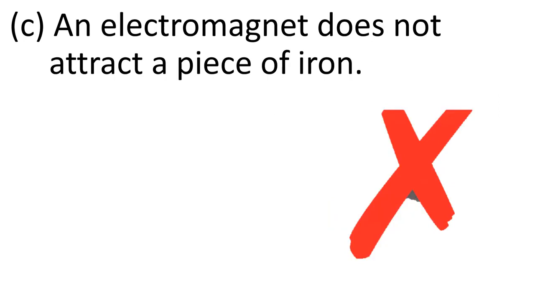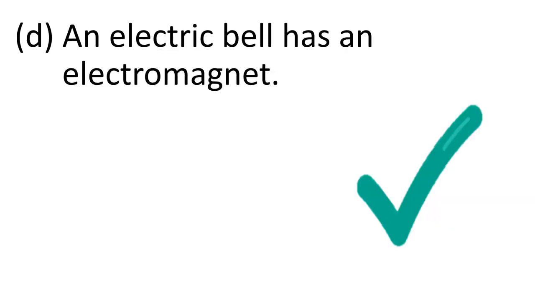C part. An electromagnet does not attract a piece of iron. Students, it's a false statement. Part D. An electric bell has an electromagnet. Yes, it's a true statement.